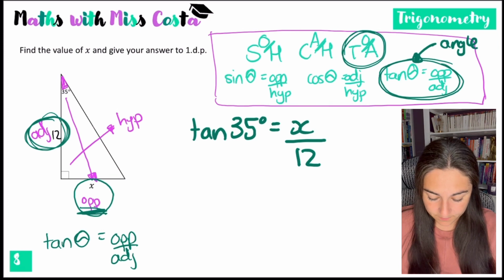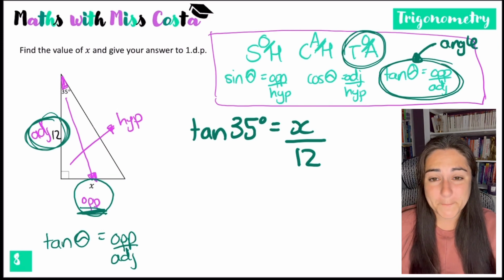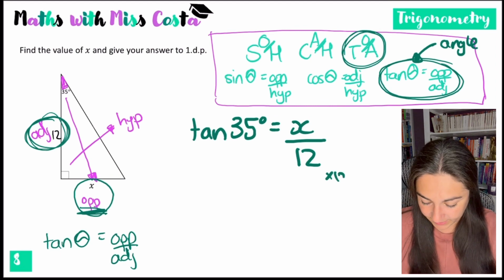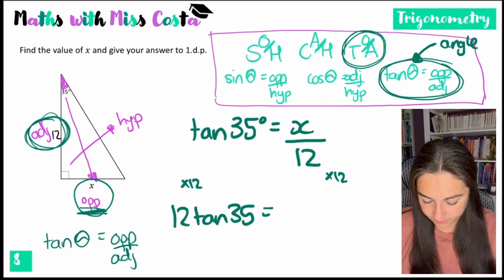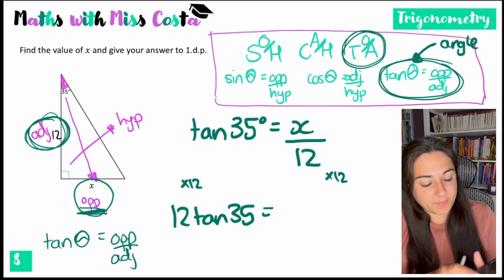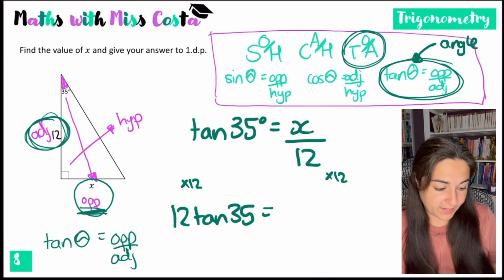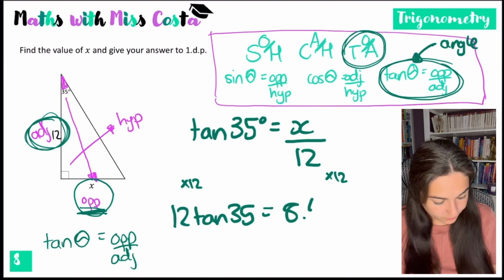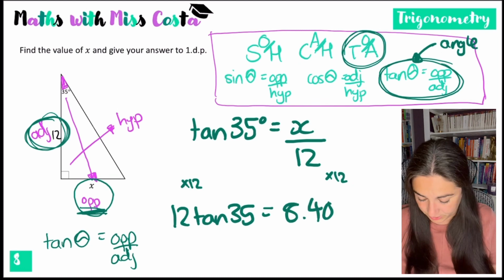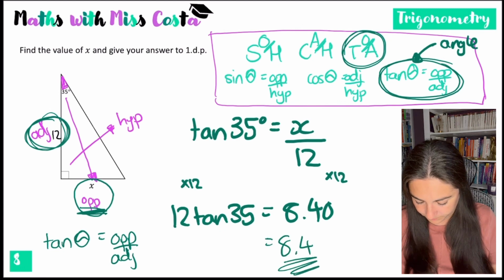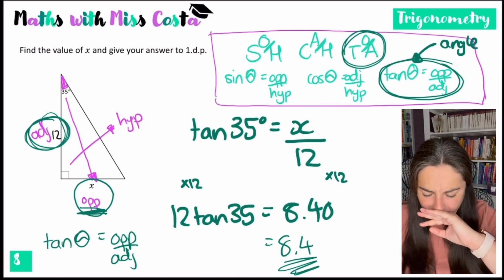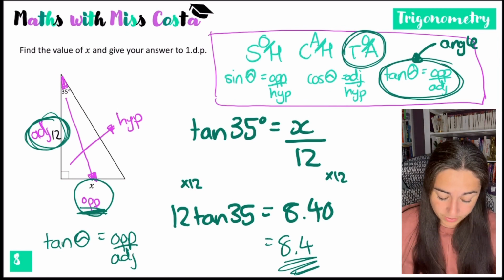I just substitute the values into this equation. Once I've substituted them, all I need to do is rearrange the formula so that I figure out the value of x. I'd multiply both sides by 12, so 12 tan 35 gives me the value of x. You just type that into your calculator: 12 tan 35, close the bracket, gives you 8.40 to 2 decimal places. Oh, no, it wants it to 1 decimal place, so 8.4. And that's how we do that. Now I will go through another example.